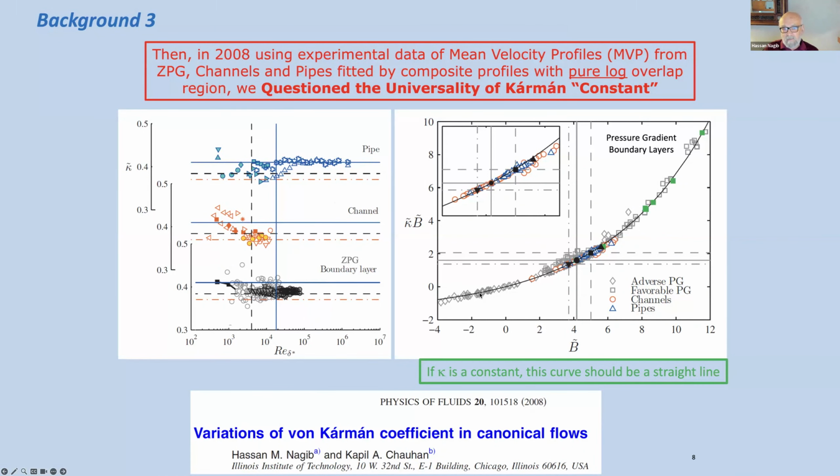What is remarkable is if you plot kappa B versus B, the same kappa and B, based on the mean velocity profile using composite profiles, you get something that is very illuminating. It's a graphical trick. If kappa was constant, this curve should have been a straight line.